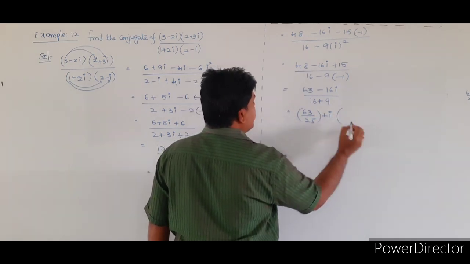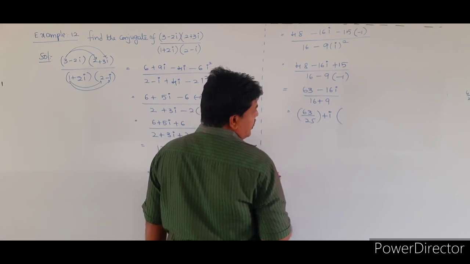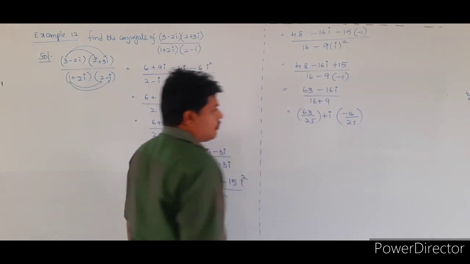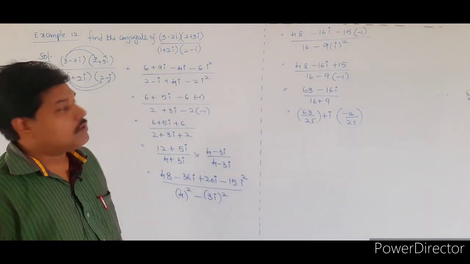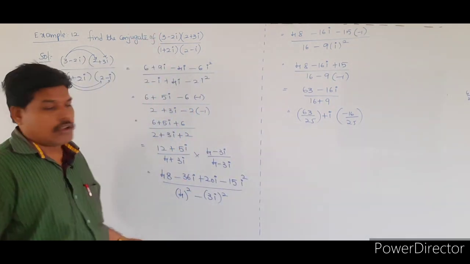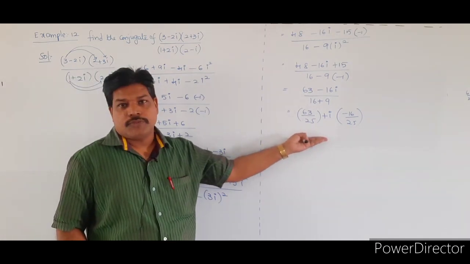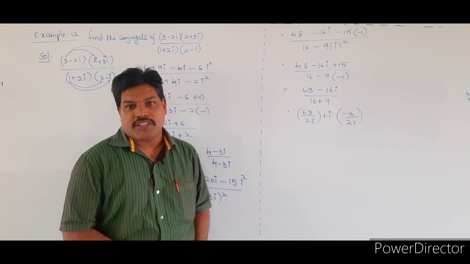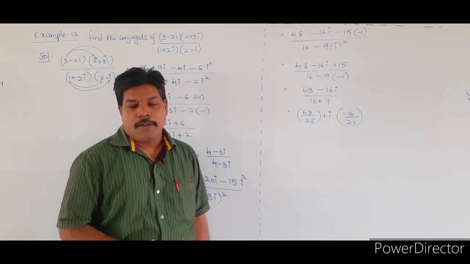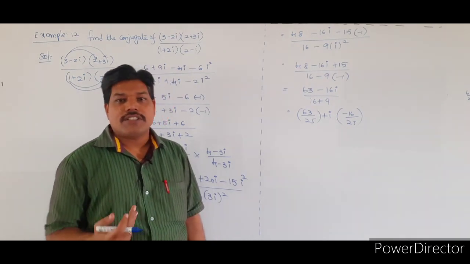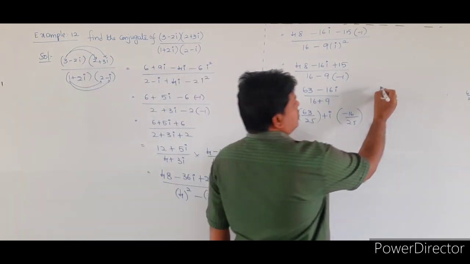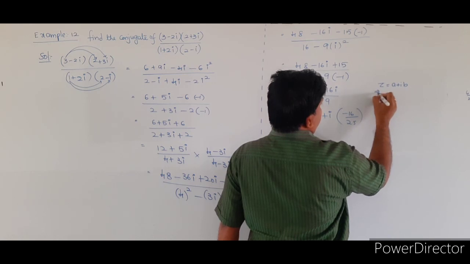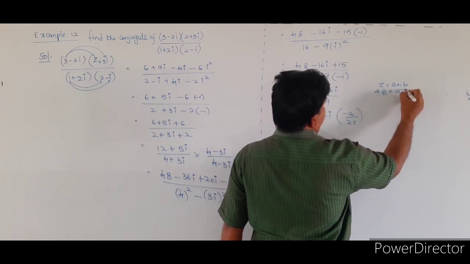So that is 63 by 25 plus i into minus 16 by 25. So this is the complex number you get after simplifying. They are asking in the question, what is the conjugate of this complex number? I already told you what the conjugate is. See here: if z is equal to a plus ib, that implies z bar is equal to a minus ib.